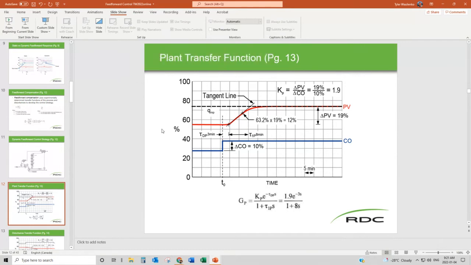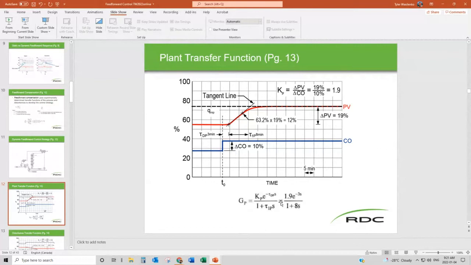And again, this is for the plant, so pay attention here. Plant transfer function, we'll also do one for a load in the following slide. So this is review from third year. So from the values of this graph, we can get our KP, which is output over input, which is 1.9. We can get our T1 time, which is 63.2% times our 19% change in the PV, which gives us 12. And we get our dead time, which is the time from when our controller output step was made to when our tangent line crosses that median line. I hope this is familiar.